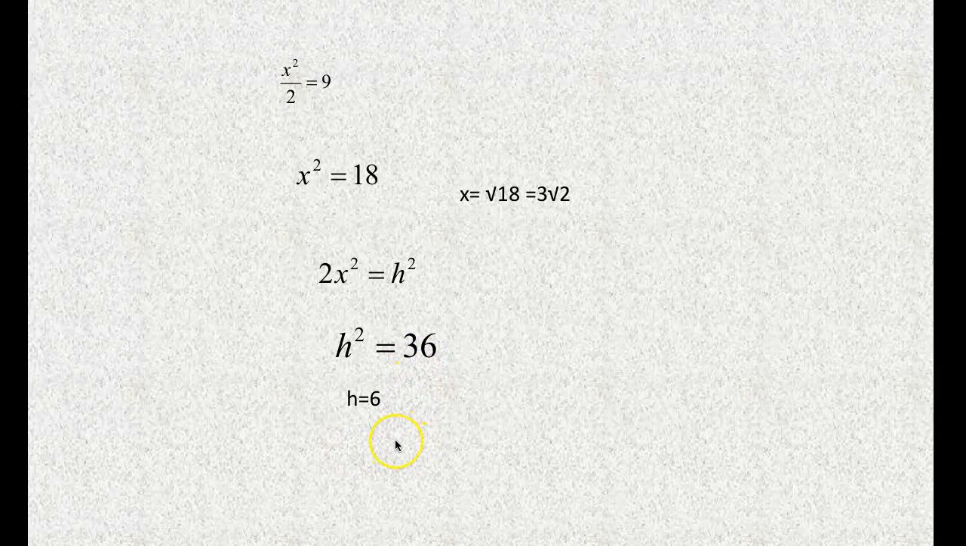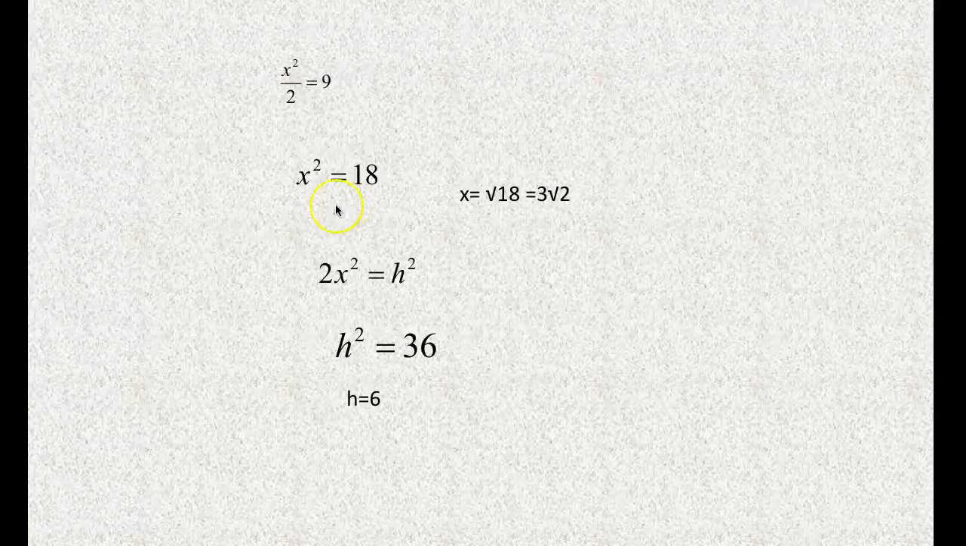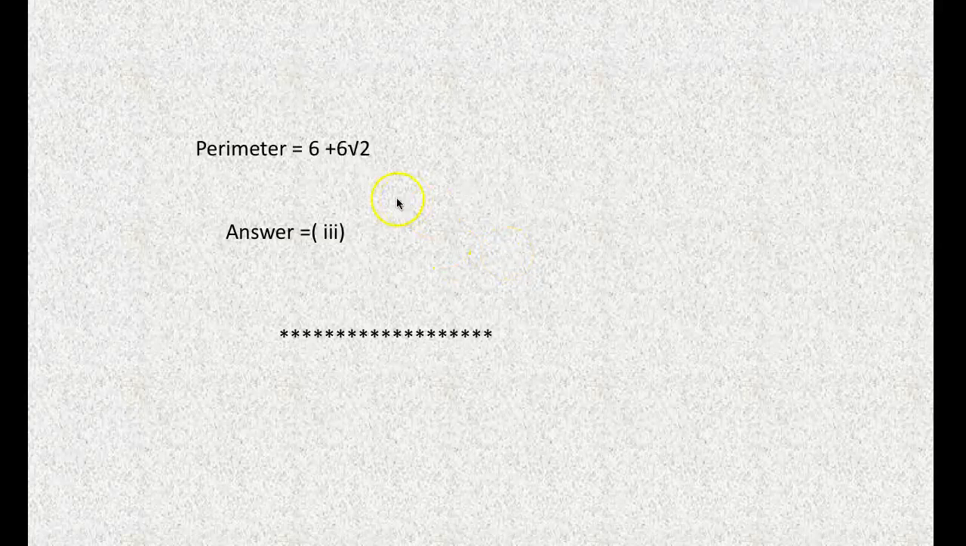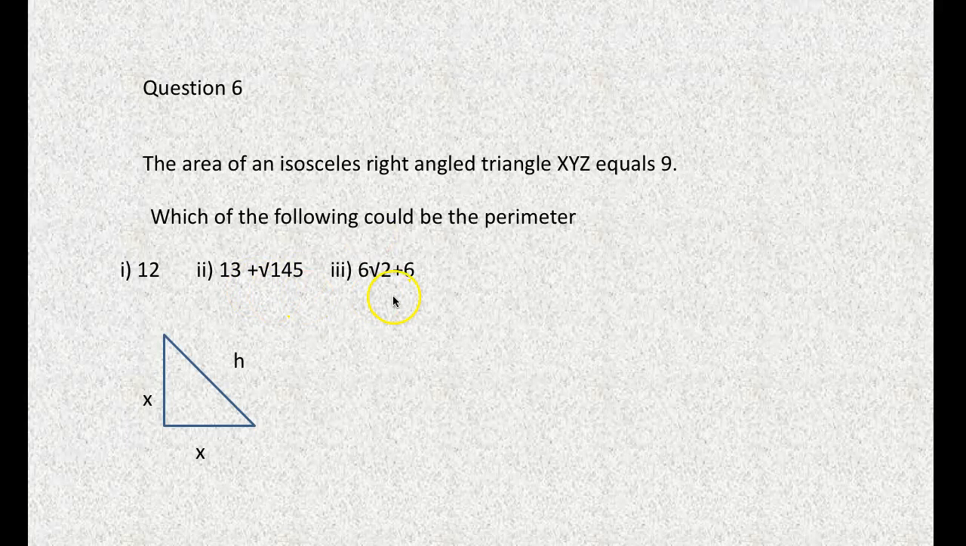So h is 6. So your perimeter would be 6 plus 6 root 2 because hypotenuse is 6 and one side is 3 root 2. So the other side would also be 3 root 2. So perimeter is 6 plus 6 root 2. So your answer would be 3.